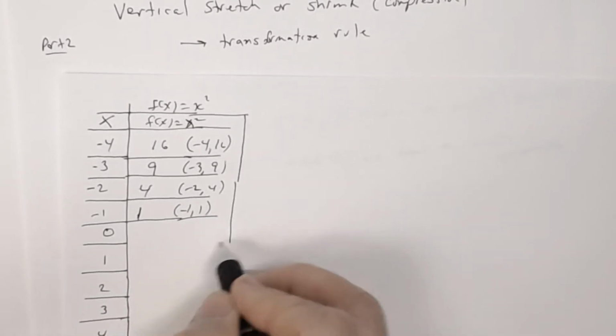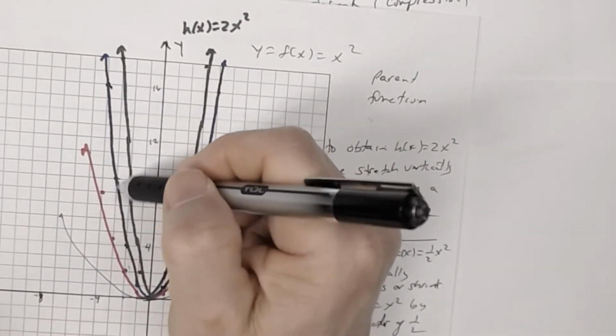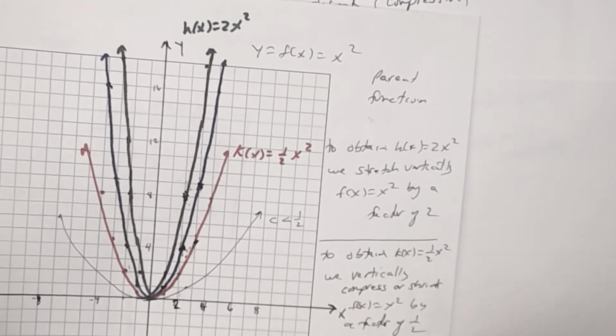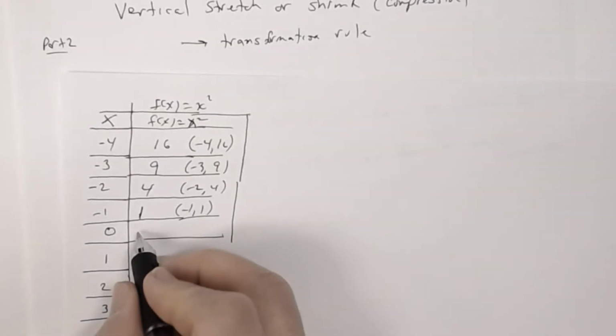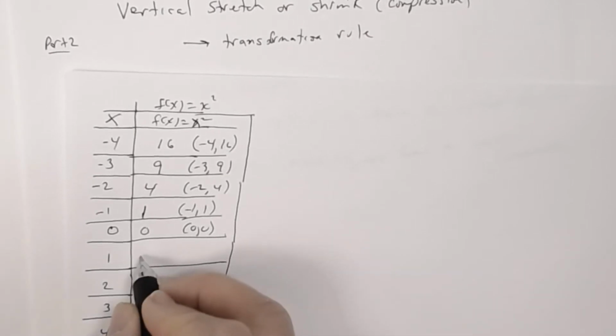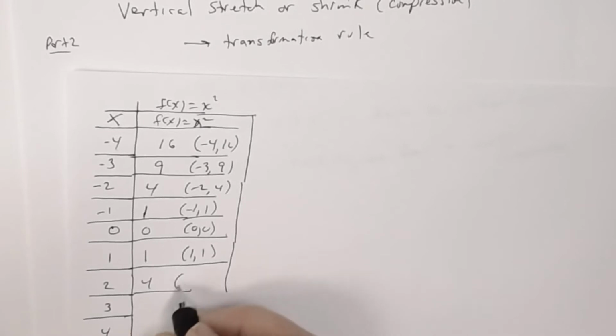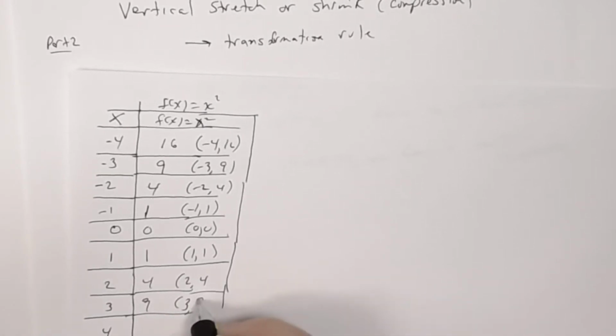All I'm doing right now is labeling these coordinates. I'm taking all the points we plotted and writing them as ordered pairs. Here we have 1, 1, and then 2, 4, and then 3, 9, and then 4, 16.